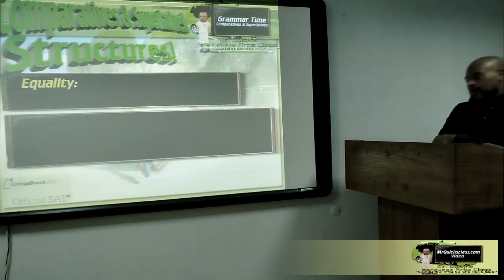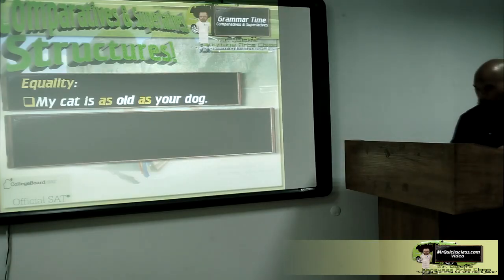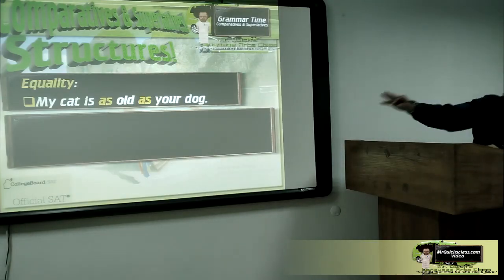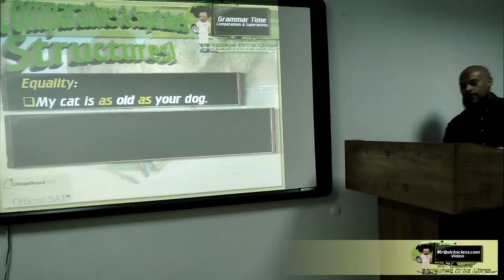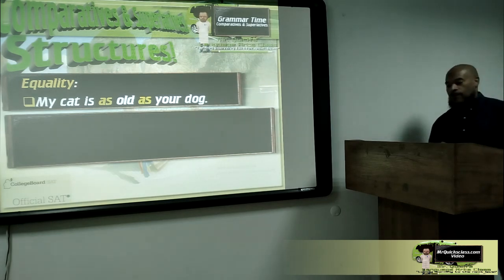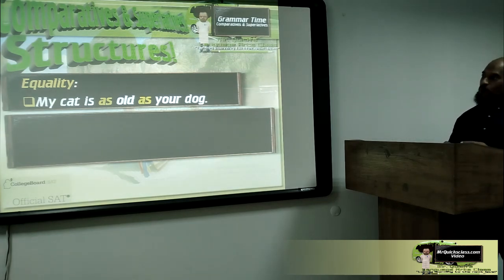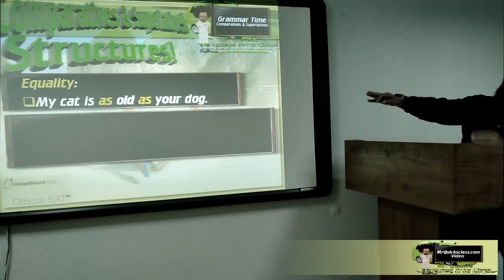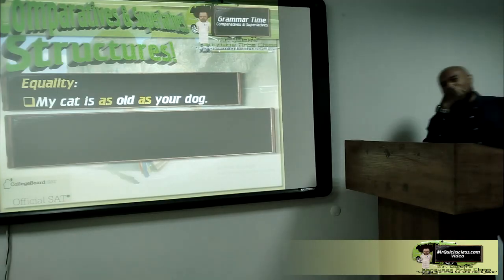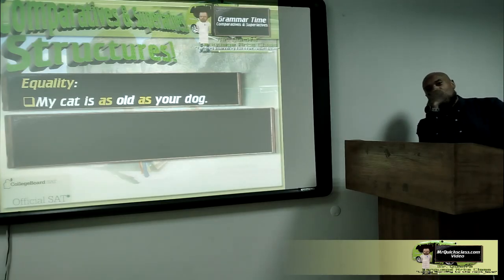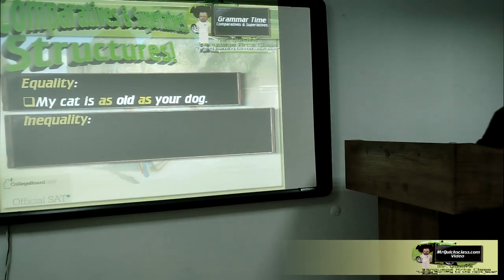Structures, equality. Yes. If you want to show equality, my cat is as old as your dog. Implying that the cat is about to get an incident. I mean, the cat is, of course, as old as the dog in the same cat and dog years. A cat and dog years the same? I don't know, but it doesn't matter. All right. So here it is.